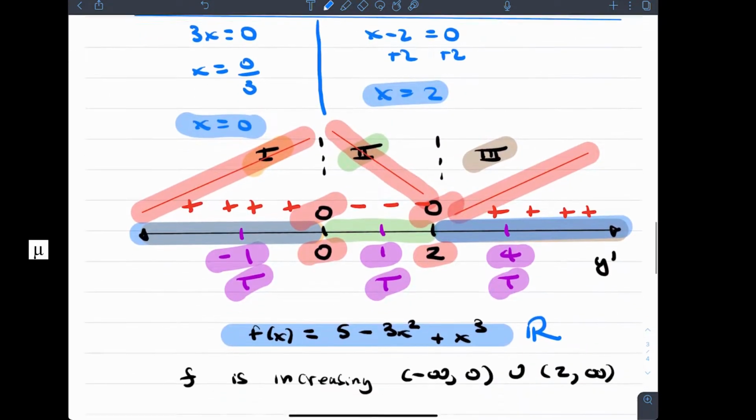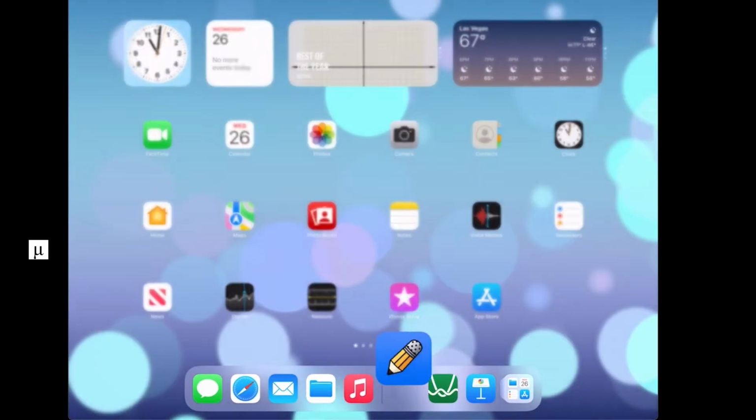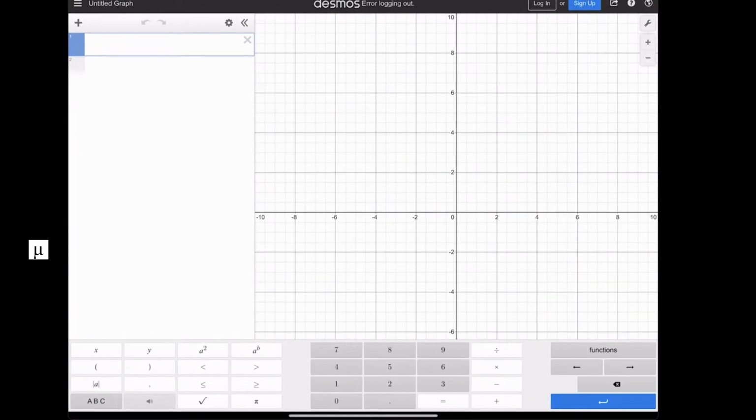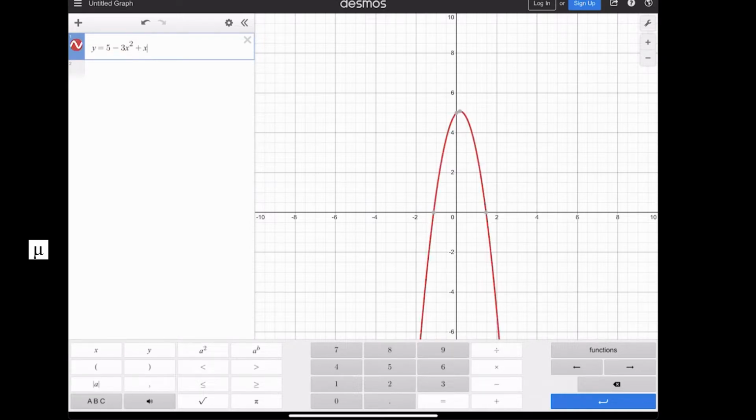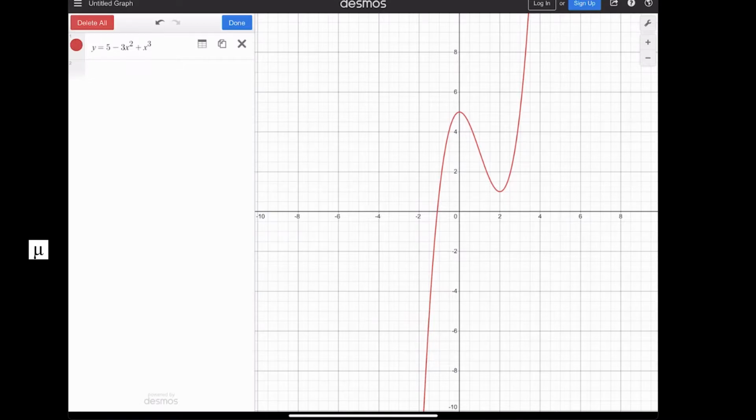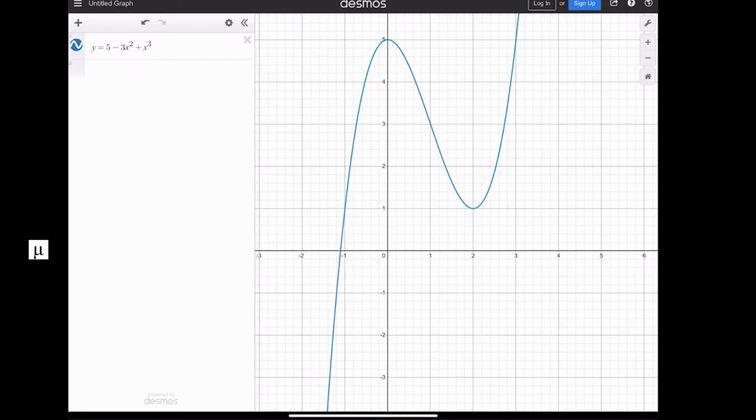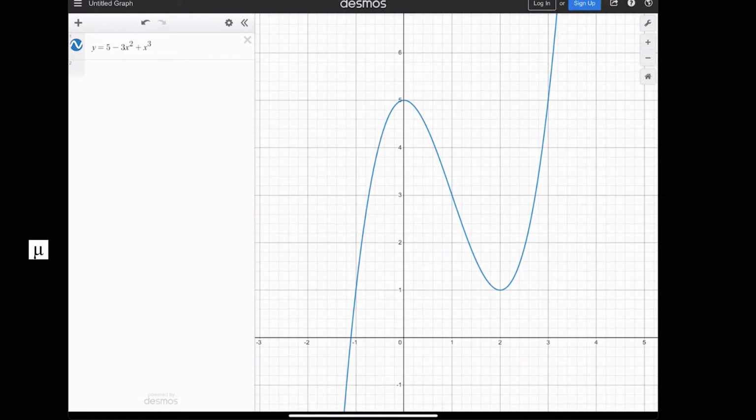Okay, I'm going to go to Desmos now. 5 minus 3x squared plus x cubed. You guys know I like to save red for other things. So here we go. Now, notice this. Verify that point and verify that point. You guys see these points? 0, 5, and you see 2, 1.